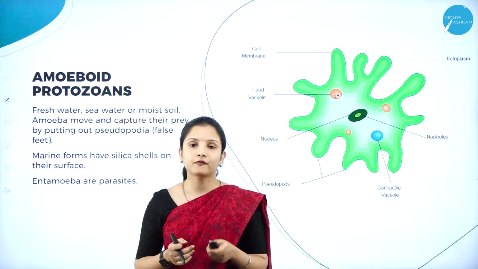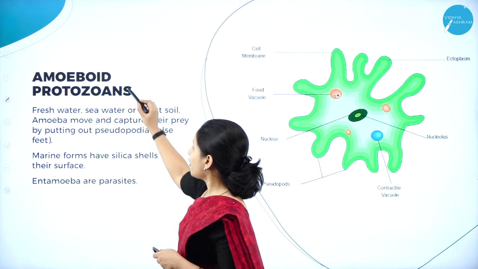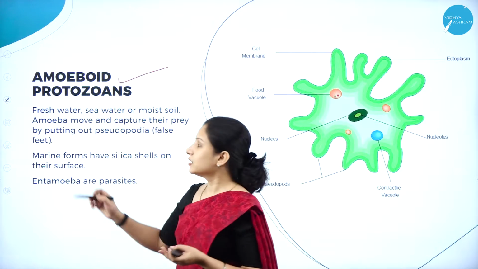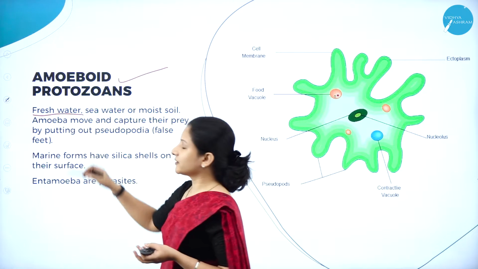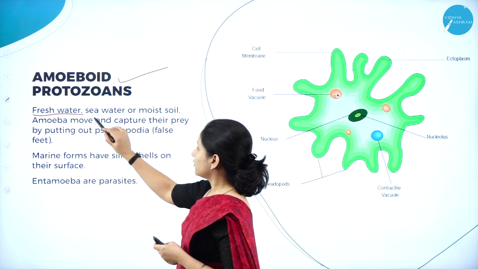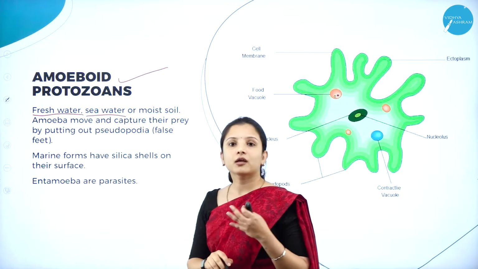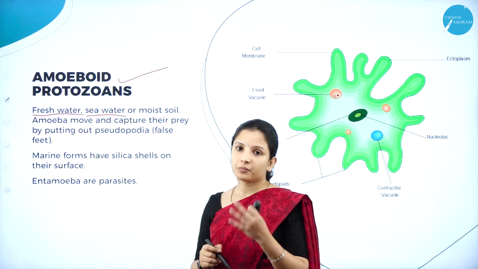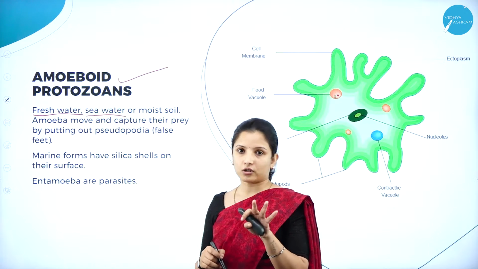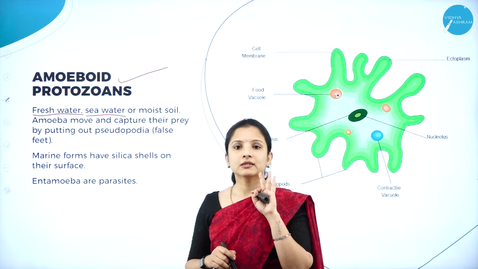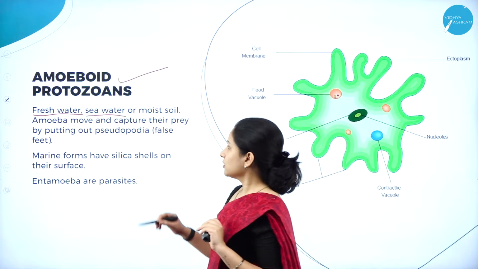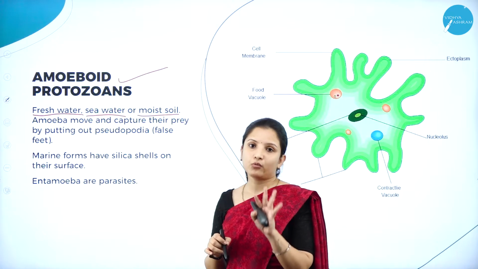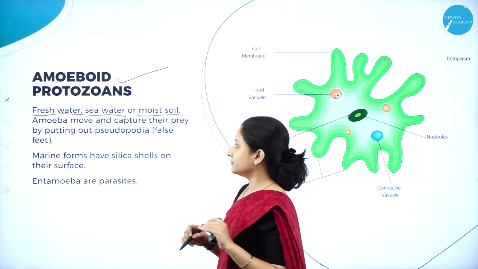So there is one more form of protists, that is amoeboid protozoans. Amoeboid protozoans live in fresh water, that is ponds, rivers, lakes, etc. They can also live in sea water, and they can also be terrestrial, but in moist soil. It means that they always require water, and that is why they also live in soil, but the soil should be moist, that is laden with water.